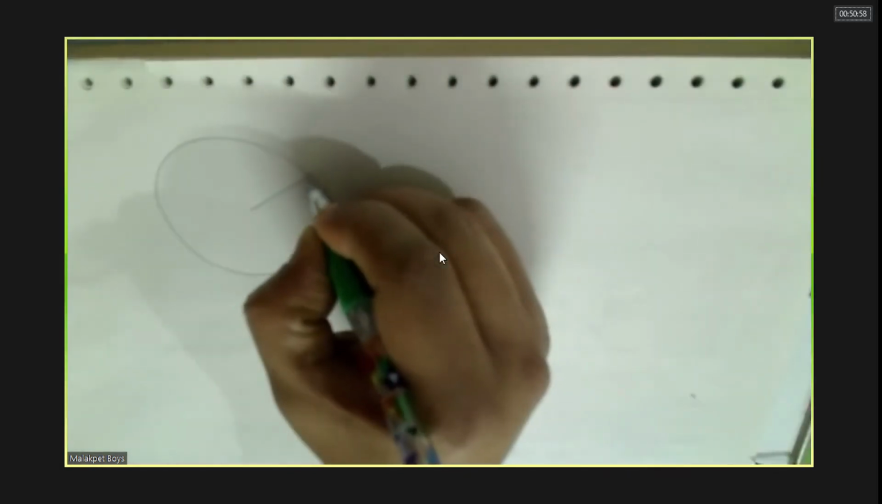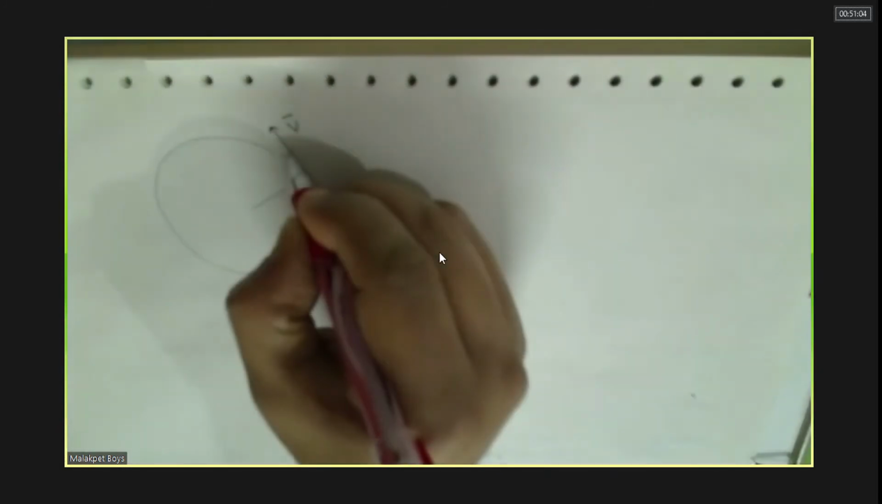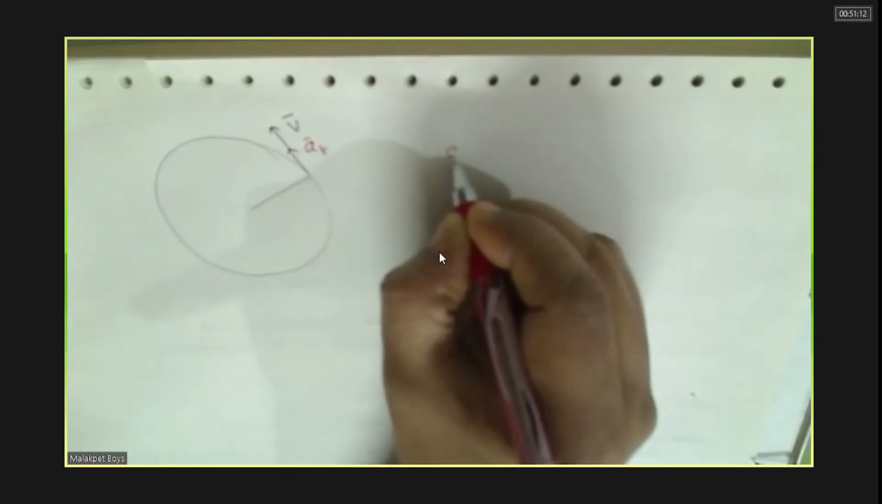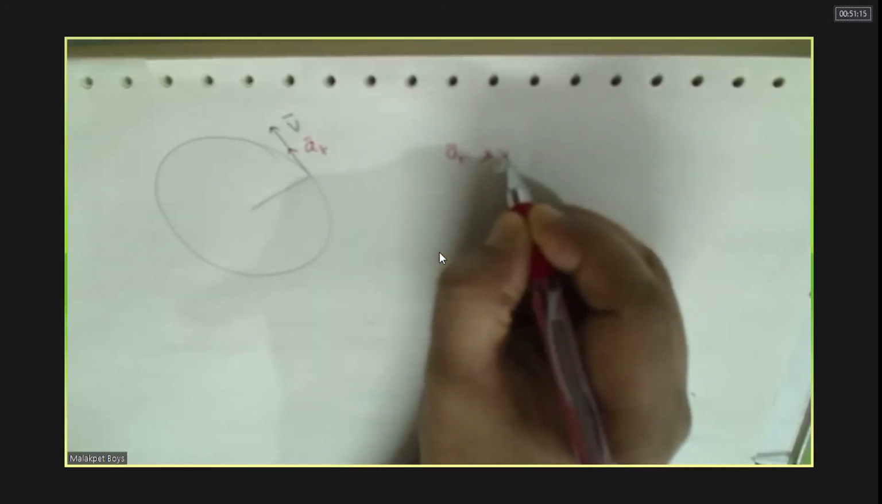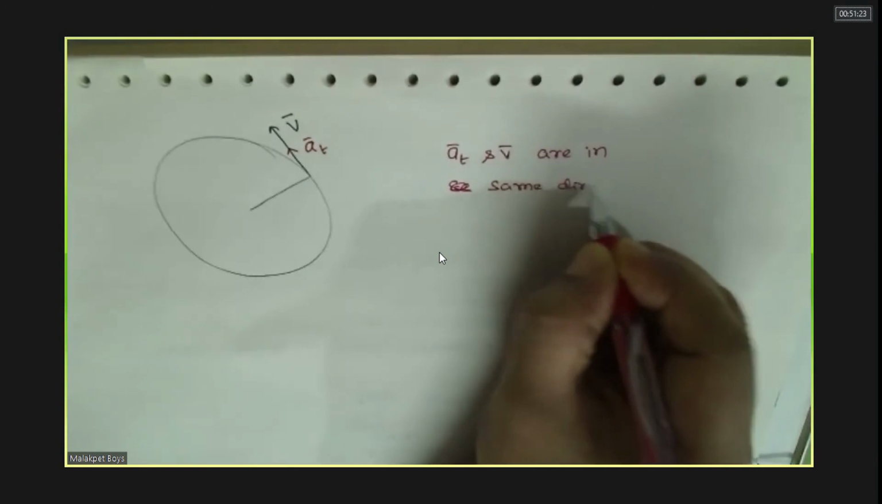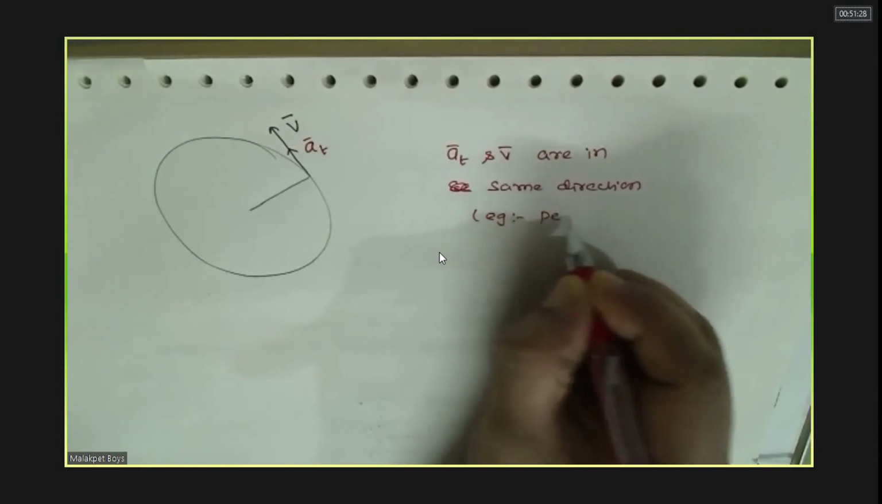Suppose you are cycling. When you are pedaling, what are you doing? This is your velocity. You are moving like this. When you are pedaling, you are giving acceleration. So what will happen? A_T and V are in the same direction. Why? Because this is the case. Example, you are pedaling a vehicle.